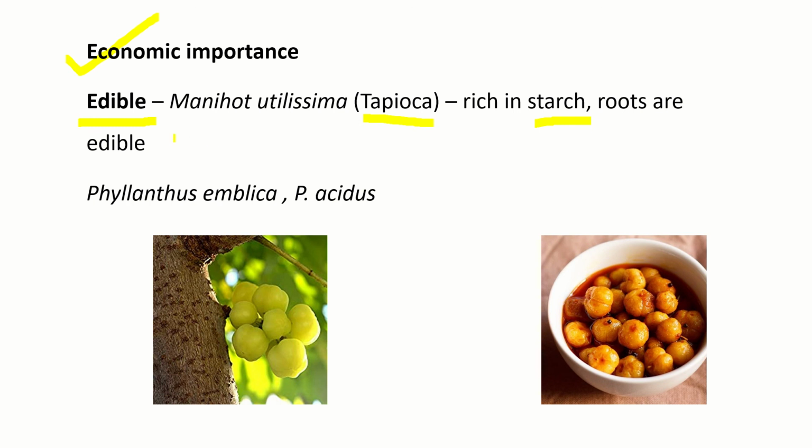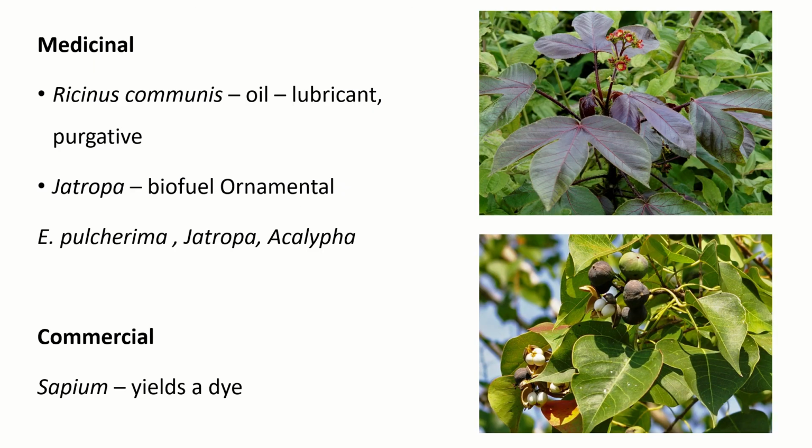It is known as Manihot utilissima. Okay, the common English name is tapioca. Then coming to Phyllanthus emblica, Phyllanthus acidus, all these are edible members of Euphorbiaceae. Then we'll come to medicinal importance. Apart from this medicinal importance, these castor oil is also used as lubricants. That has also got huge economic as well as commercial importance.